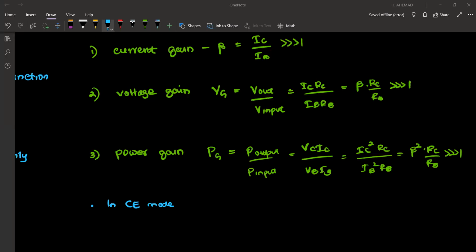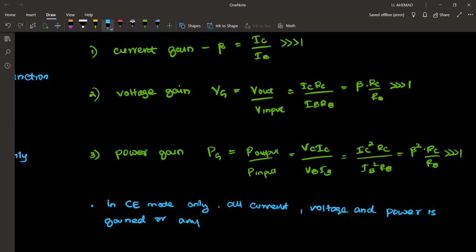So in common emitter mode, all current, voltage and power is gained, or amplified. Therefore, common emitter mode is more preferred.